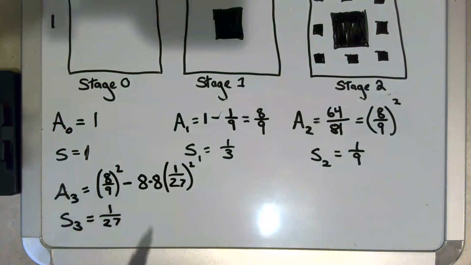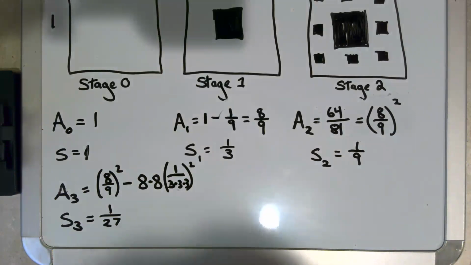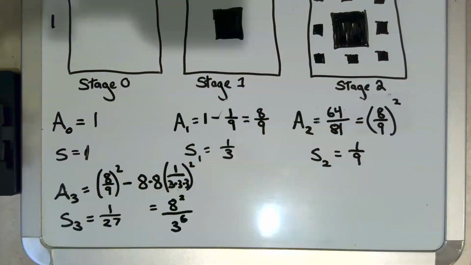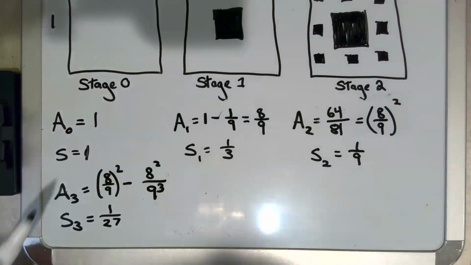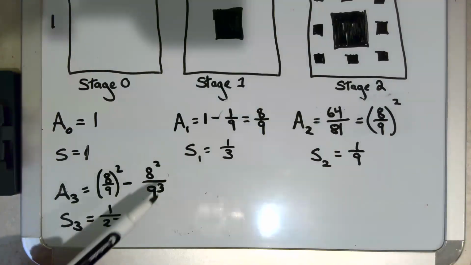So if I simplify that, 8 times 8, that's 8 squared. And I'm going to rewrite 27 as a bunch of 3s. So that's 3 times 3 times 3. So as I apply that squared to it, that rewrites as 8 squared, that's our 8 times 8, and our 3 times 3 times 3, that's 3 to the third, raised to the second is 3 to the sixth. So I have 8 squared over 3 to the sixth. Well, 3 to the sixth can be rewritten as 9 to the third. So now I have 8/9 squared minus 8 squared over 9 to the third.